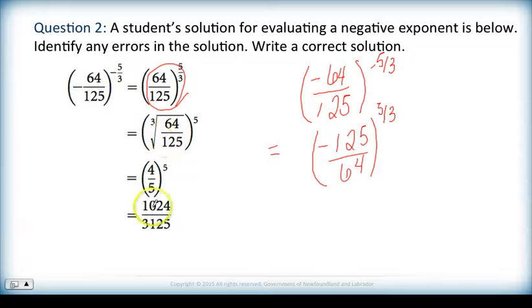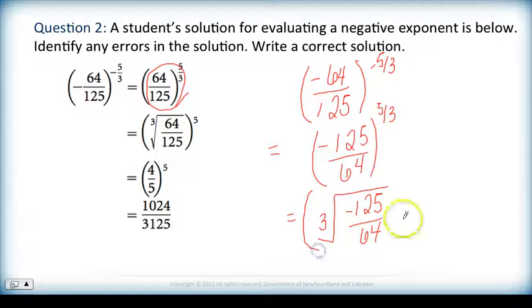Now, as you can see from their solution, they were trying to write it back as a radical. We're going to do the same. So the denominator of the fraction is 3. That means that we have a cube root. So it's a cube root of negative 125 divided by 64. And afterwards, everything is raised to the exponent of 5. So I'm going to come up here next and continue on with our answer.